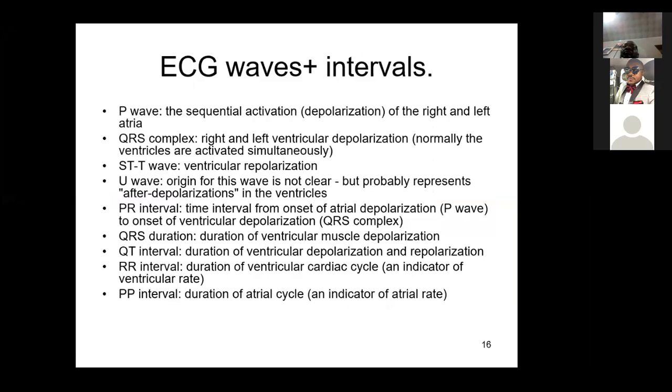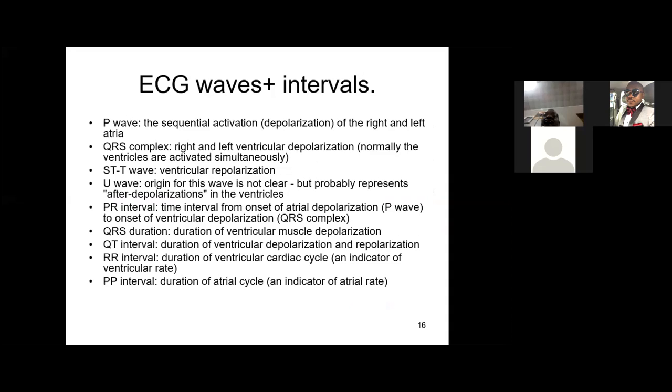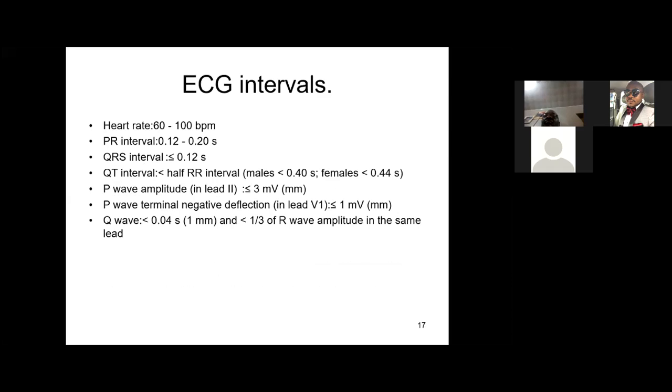the ventricles. PR interval, time interval from onset of atrial depolarization, the P wave, to onset of ventricular depolarization, that's the QRS complex. The QRS duration is the duration of ventricular muscle depolarization. QT interval, duration of ventricular depolarization and repolarization. RR interval, the interval between two R waves, is the duration of the ventricular cardiac cycle and an indicator of the ventricular rate. PP interval, the interval between two consecutive P waves, the duration of the atrial cycle, which is an indicator of the atrial rate.